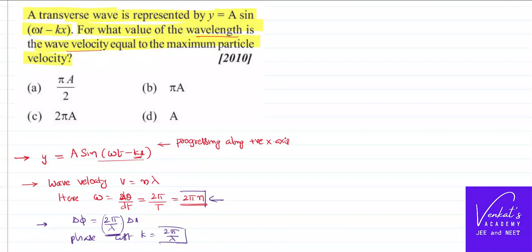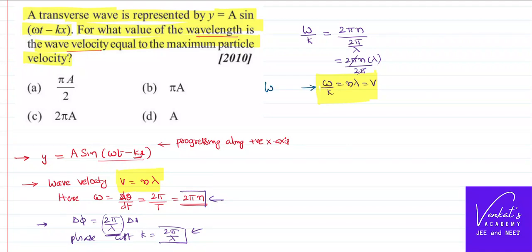We need to find out velocity. So let's see what happens if you make ω by k. Omega, as I have proved, is 2πn. As I told you, k is nothing but 2π by λ. So 2πn by 2π by λ, the λ comes to the numerator, the 2π gets cancelled. That equals nλ, which is equal to v. So the first point you need to understand is you can express v not only as nλ, you can also express it as ω by k. That is wave velocity. So I can say wave velocity is ω by k or nλ.